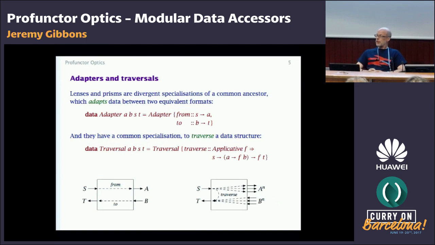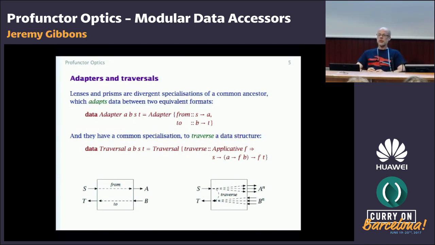I'm going to briefly mention the other two. I'm not going to say very much about them. Adapters are the common specialization of lenses and prisms. So here, think of a lens where you get access to the whole thing. But the useful cases for this are where you have to do some data conversion.